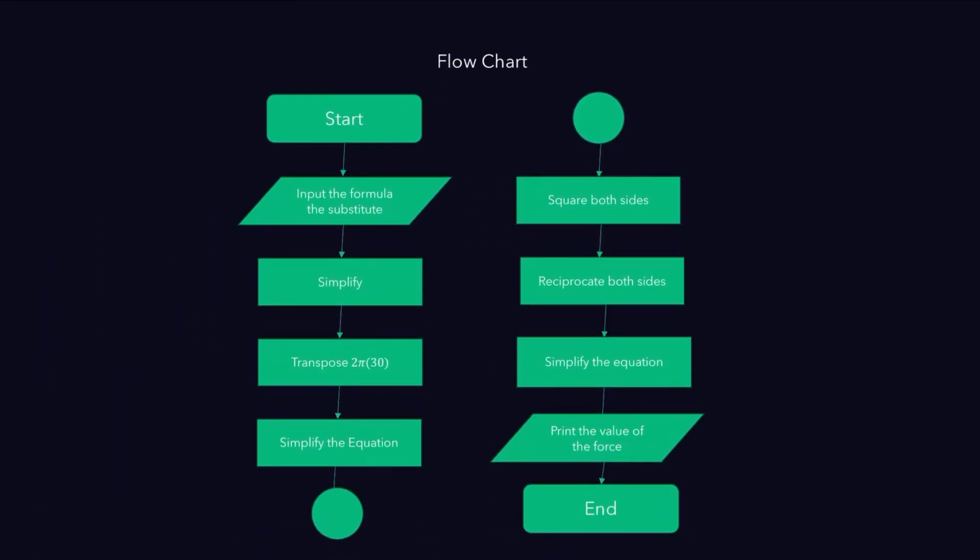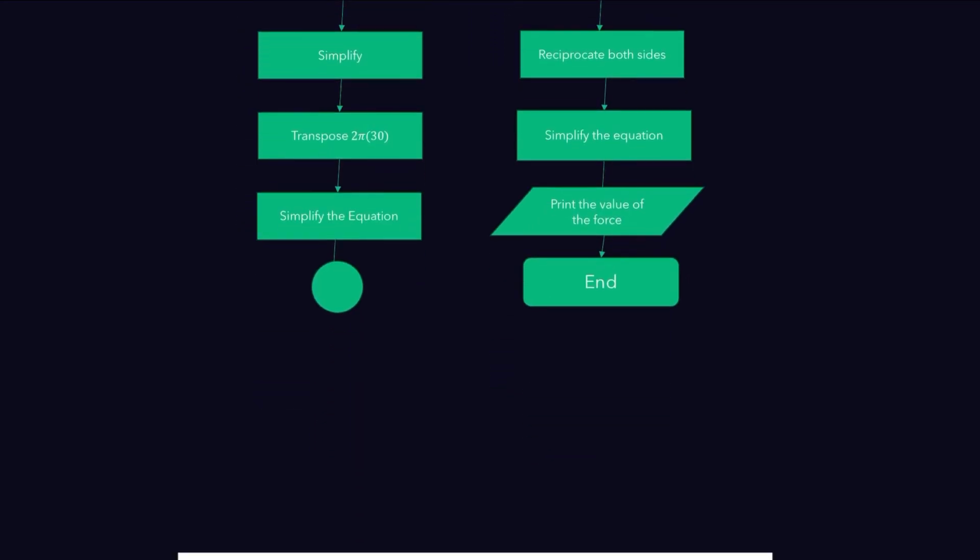And this is the flow chart. Input the formula, then substitute. Next, simplify. Next, transpose 2 pi times 30. Next, simplify the equation. Next, square both sides. Next, reciprocate both sides. Next, simplify the equation. Next, print the value of the force.